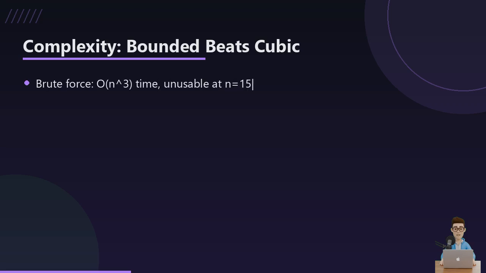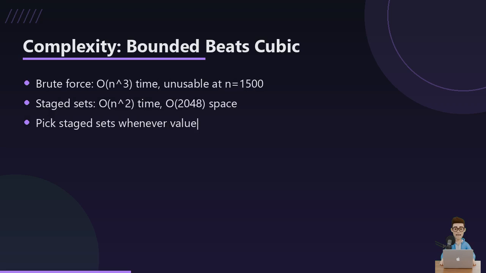Let's talk about speed in simple terms. Big O notation is just a way of describing how much slower your code gets as your input grows. The brute force method is what we call n cubed, meaning if your list has 1500 numbers, you do over 3 billion operations. Way too slow. Our stage set method is roughly n squared for the pairing step, which is much smaller, and the final step is capped, thanks to that 2048 limit we found earlier. The lesson to remember: whenever a problem tells you the individual values are small, the number of possible answers is small too.